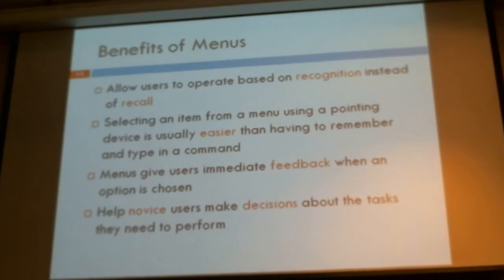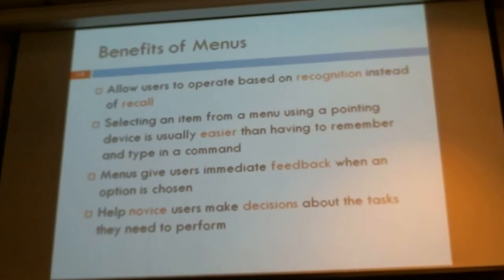All right. So menus also give users immediate feedback when an option is chosen. Usually when you select an item on a menu, there's some kind of feedback to go to the next menu choice or decision tree, or it'll give you a message saying you successfully saved. There's some kind of feedback, or else it's usually that bad design where you're just like, okay, I don't see anything changing. Did I do what I just tried to do? Okay. And then they also help novice users make decisions about the task that they need to perform.